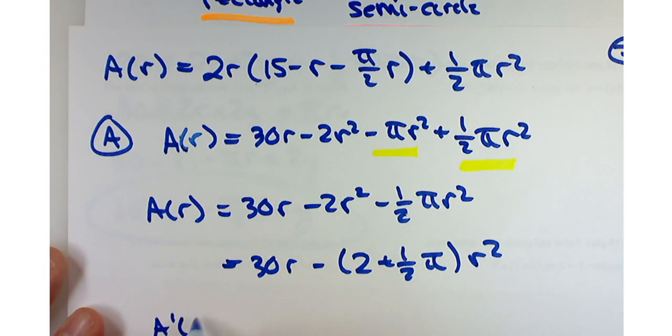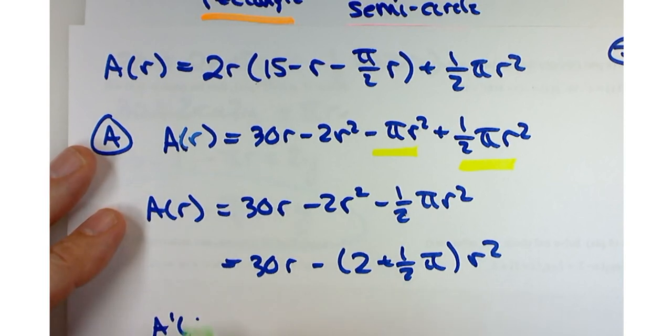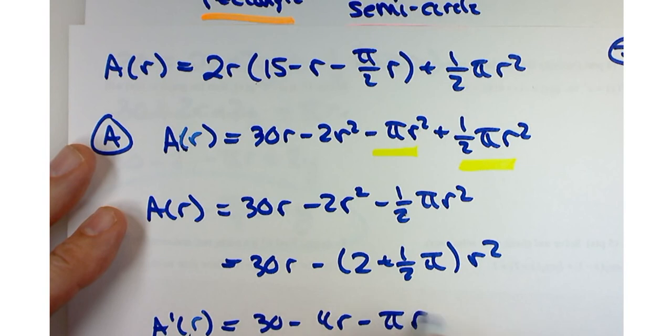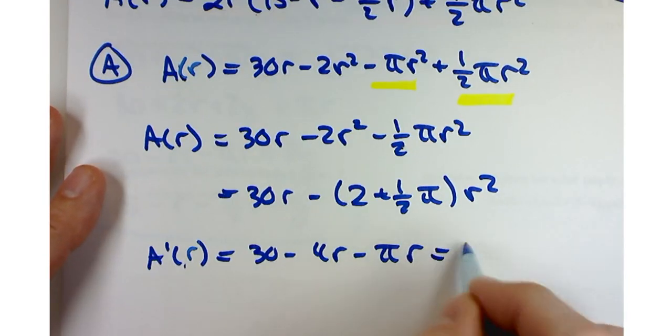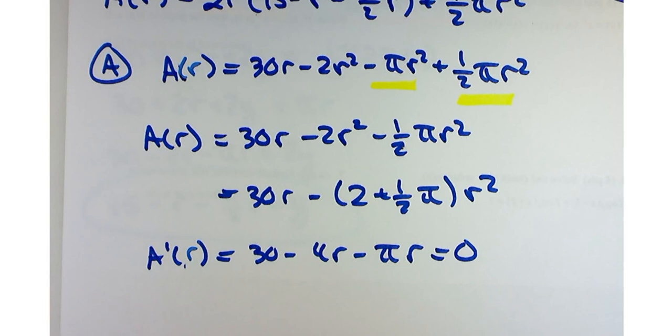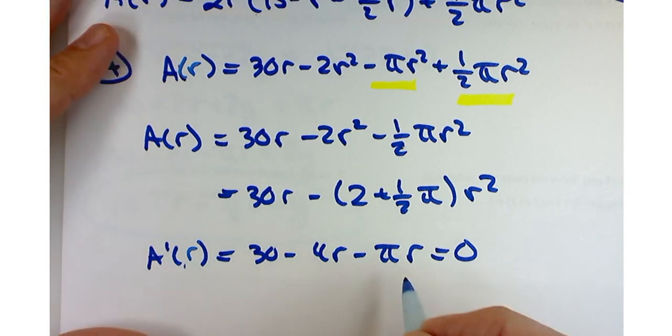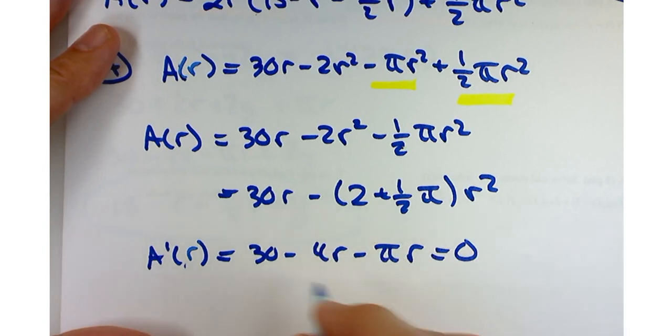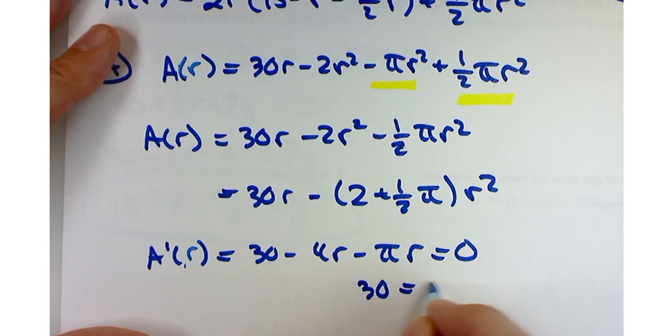Let's find the derivative. So A prime of r would be 30 minus 4r minus pi r. And I want to know where that's 0. That's going to be my critical points. Let's see. I'll move these two terms to the other side. That's going to be 30 equals 4r plus pi r.